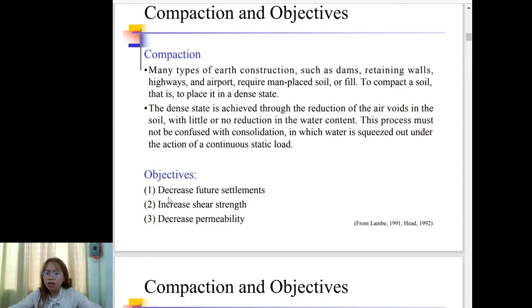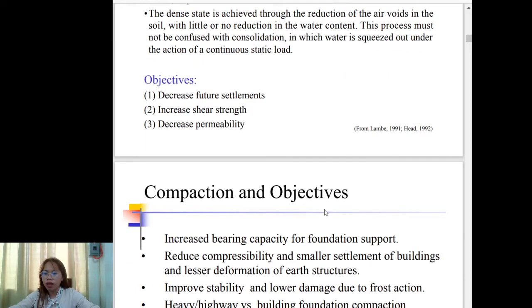The objectives of this compaction are to decrease future settlements, increase shear strength and decrease permeability. Permeability is the ability of the material or the soil to permit water to flow in the soil.